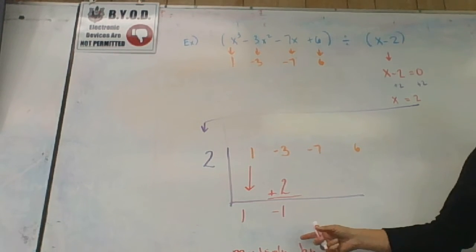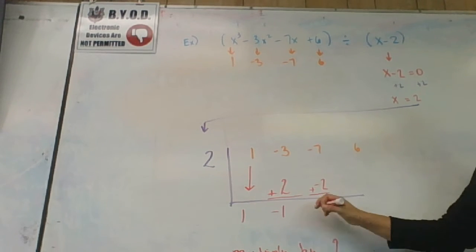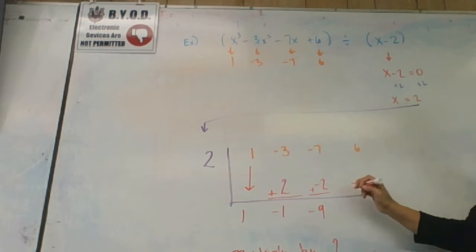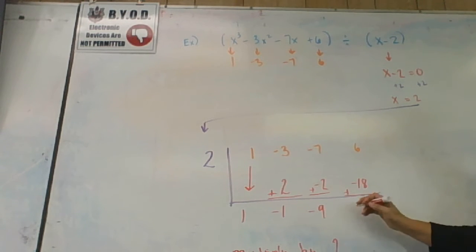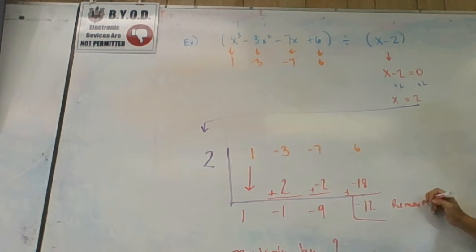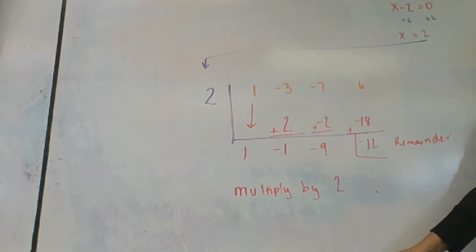Okay, -1, and then I do it again, multiply by 2. Add. Multiply by 2. Add. That's a remainder. Well, I gotta write the answer still. So that's the end of the process.